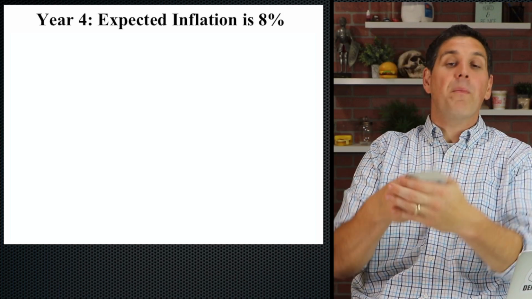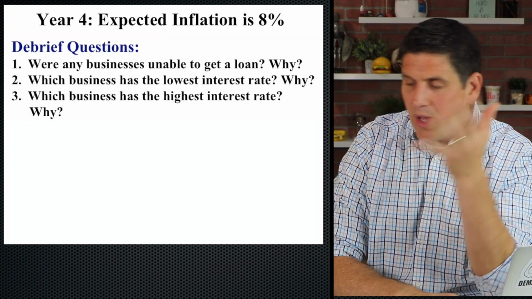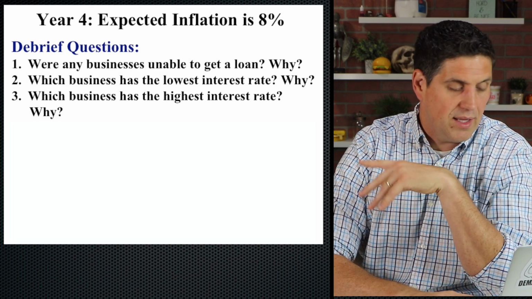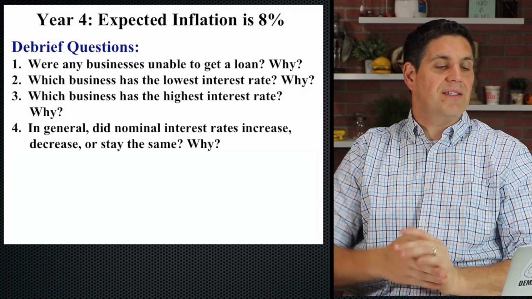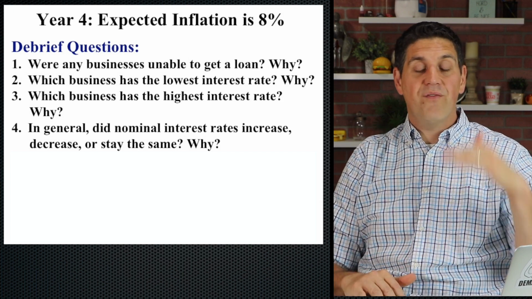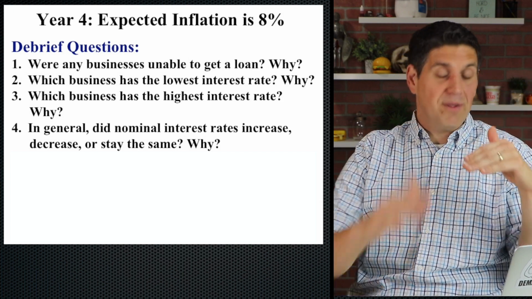They're walking up to you, they pick a card. So during the debrief, you say who got a loan, who didn't, what was the lowest interest rate, who had the highest interest rate. You kind of go through that pretty quickly. And then in general, did nominal interest rates increase or decrease or stay the same? Nominal interest rates still went up because inflation went from 4 to 8%, so nominal interest rates still go up.